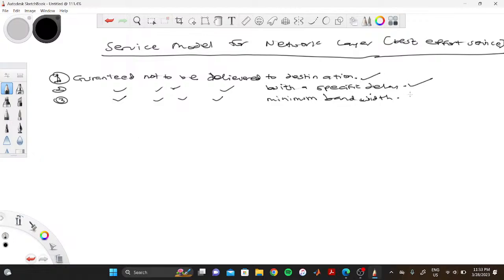Beautiful. So the network layer has zero guarantees on delivery, zero guarantees on delay, zero guarantees on loss, and zero guarantees on the order that your packet will arrive in. You understand? So yes, we can move on.